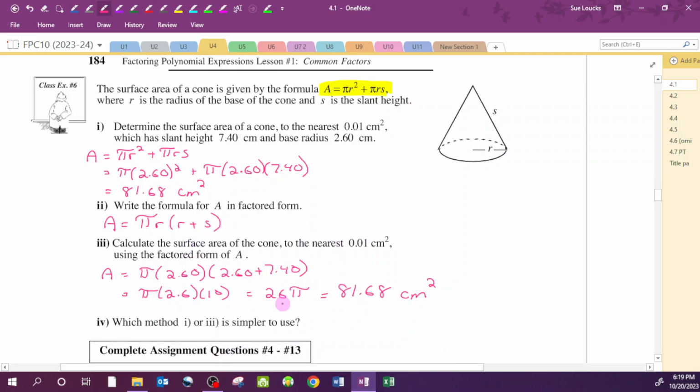Which method is easier to use? I'm hoping, if you haven't already, you'll pick up your calculator and do these, and you're probably going to find that the second method was simpler, okay?